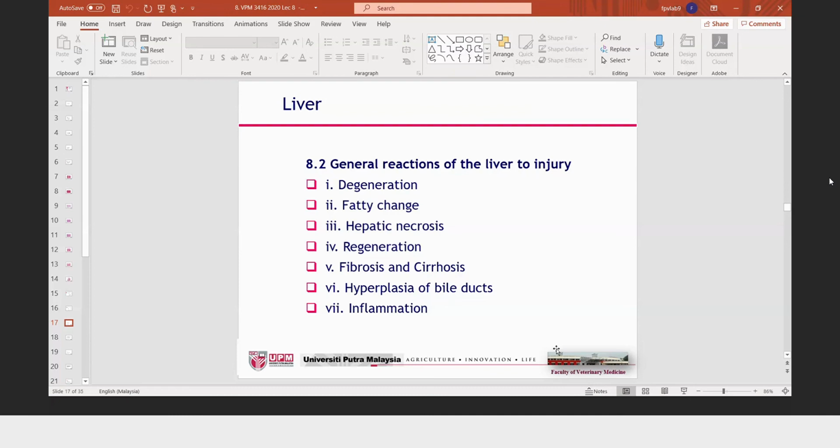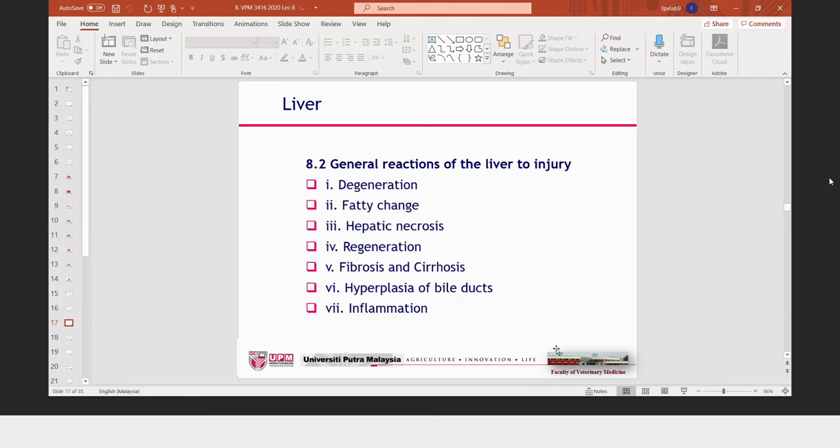So inflammation is a very important, fundamental, basic tissue response to injury. So you have to read those. If you're not clear what inflammation is, go back to your general pathology. So, degeneration, the first one.